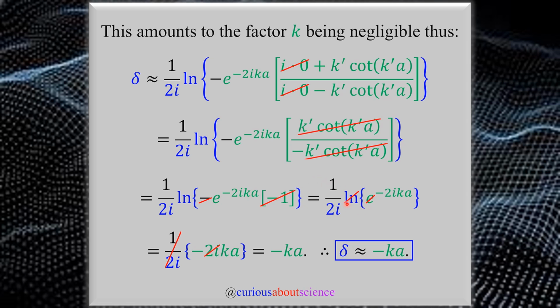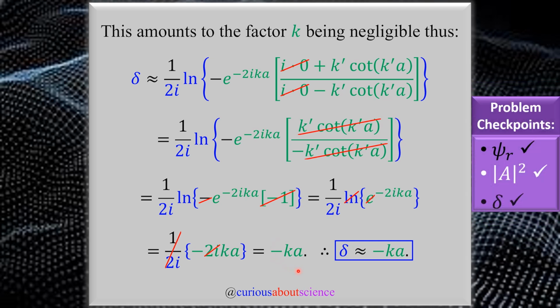And then we see that the log is the inverse function of the exponential, so that cancels with that. Cool. Then we get the 2i out front and the 2i inside canceling. Beautiful. And that leaves us with negative Ka. So we successfully showed that the phase shift was just a negative Ka.